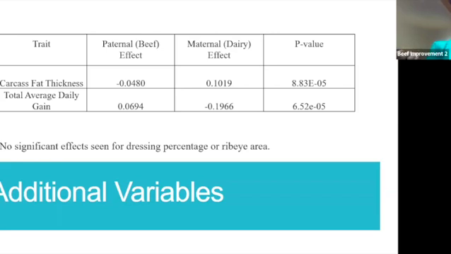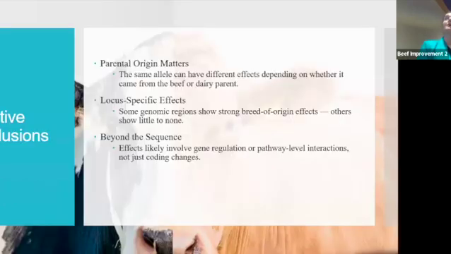Did find one for carcass fat thickness. Again, the paternal allele actually had a negative effect, while the dairy allele had a positive effect. And then for total average daily gain, I don't have the SNP numbers up here, sorry about that. The beef had a higher effect on total average daily gain versus the maternal had a negative effect. But again, no significant effects for dressing percentage or ribeye area. And those were the main end products that I focused on for this study.